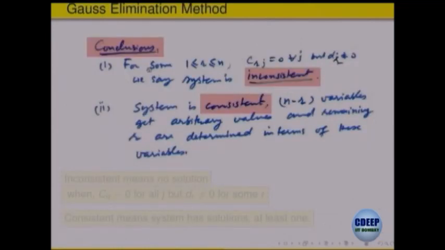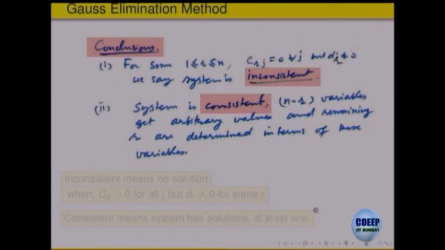So, the conclusion is: if for some r between 1 and n, where n is the number of variables, all the coefficients c_rj are equal to 0, so that the left hand side of that equation is 0 but the right hand side is not equal to 0, then the system is inconsistent. The second possibility is that the system is consistent, meaning this does not happen. Then there are solutions, and n minus r variables get arbitrary values.